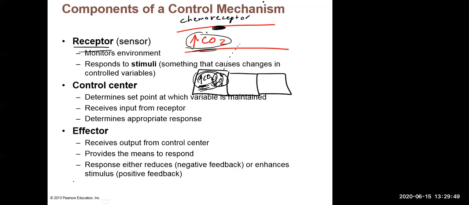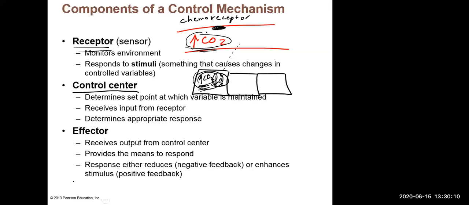There are pressure receptors, pain receptors, thermoreceptors, mechanoreceptors, and many different types of receptors in our body, but they detect different things. In this case, they're detecting the chemicals, right? Now we're going to a control center.